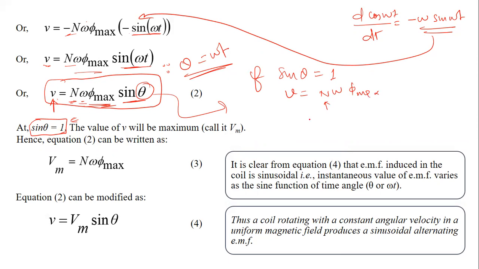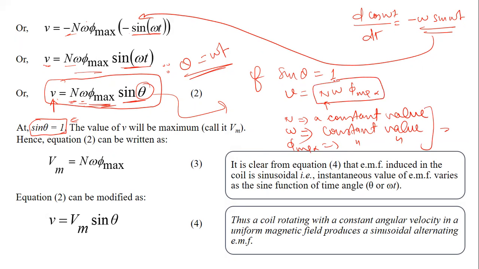Now n is basically a constant value, because the number of turns remains the same for any generator. Omega is also a constant value, because we have already assumed that the conductor is rotating at a constant uniform velocity, and phi max is also a constant value. So the product of these three constant values will be a constant or static value, which is given by Vm. Because this equation we have got for sine theta equal to 1, here the value of V will be maximum. So we are calling it Vm, meaning maximum value of voltage, and Vm is equal to this equation.